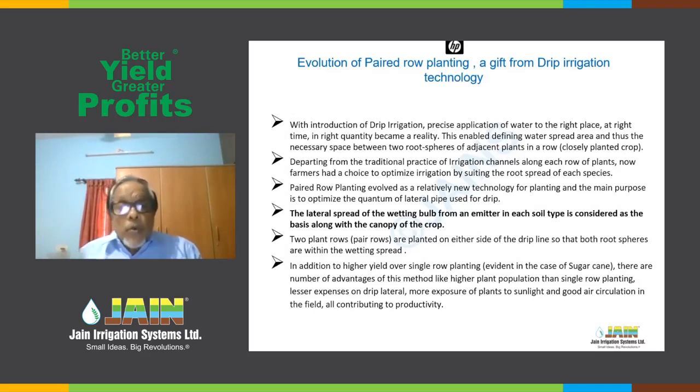Two plant rows, a pair, are planted on either side of the drip line so that both the root spheres are within the wetting spread. That's the first point. In addition to higher yield over single row planting, there are a number of advantages in this method, like higher plant population than single row planting, lesser expenses on drip lateral, yes, that's more important, and more exposure of plants to sunlight. That's why the yield has gone up in paired row compared to the 2.5 feet single row. And good air circulation in the field, which also helps productivity, and diseases will be less.